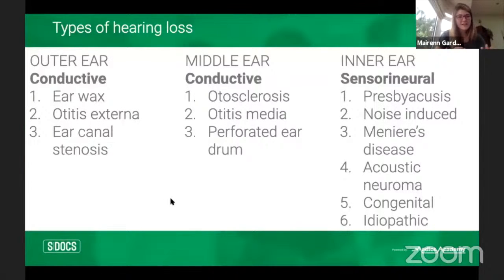So there are three different parts of the ear, like I said in video one. You've got your outer ear, your middle ear, and your inner ear. Your outer and your middle ear cause conductive hearing loss, because the sound cannot get through either the external auditory canal or your tympanic membrane. There are a variety of causes that you can look at, which we're going to go over in a bit more detail. With the inner ear, it causes sensorineural hearing loss because of impact to either the cochlea or the vestibulocochlear nerve.